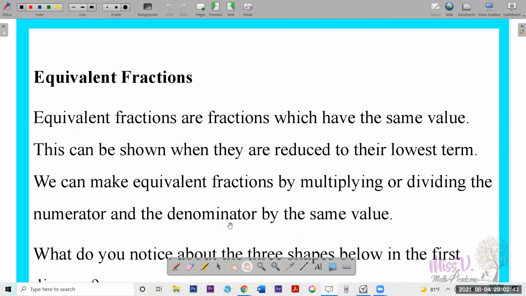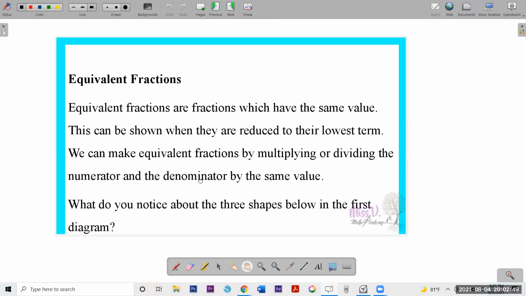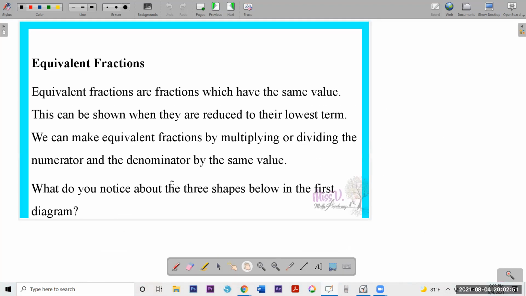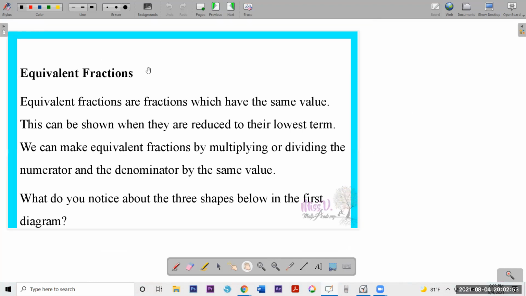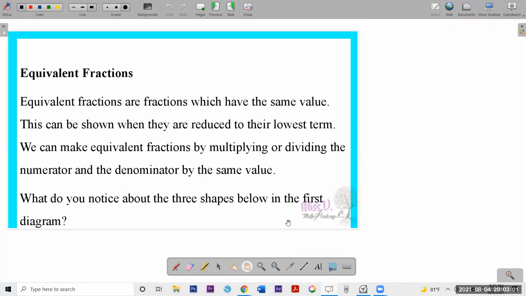So equivalent fractions. Now this is also very important because this is gonna come in handy for ratios. This is going to come in handy for a lot of things. So just write the topic head. Don't write none of these other things. Just write the topic, equivalent fractions, and we're gonna move forward.